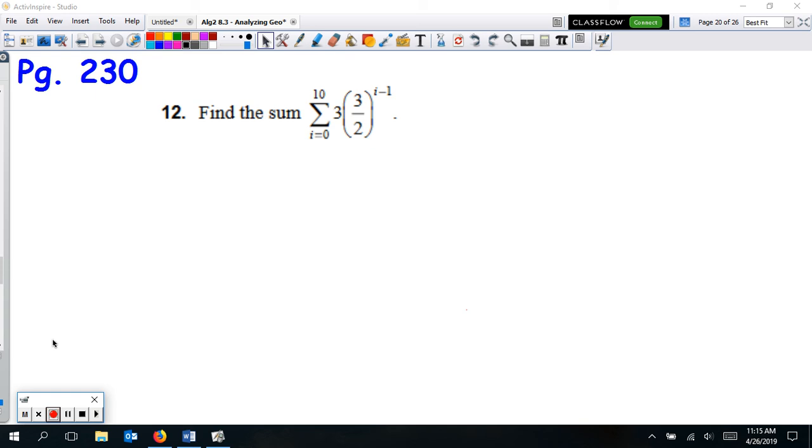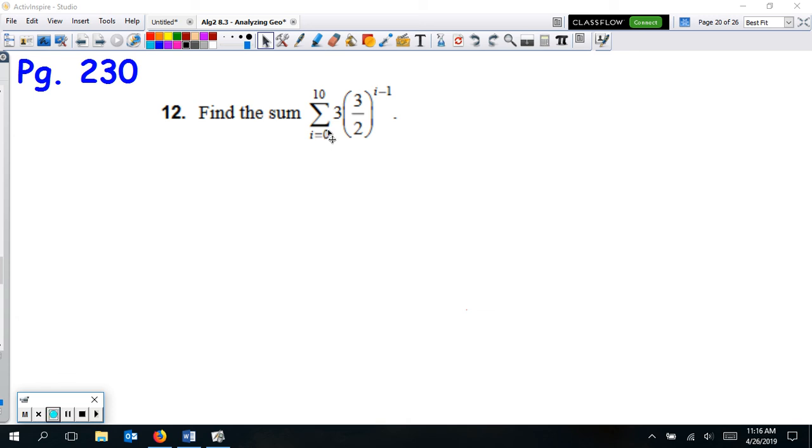Okay, so problem 12 on page 230. Let's take a look at this one. And we're going to notice this one's a little bit different. What you're noticing on this one that's a little different is that the number on the bottom is not 1, it's 0. So this is going to do something slightly different.